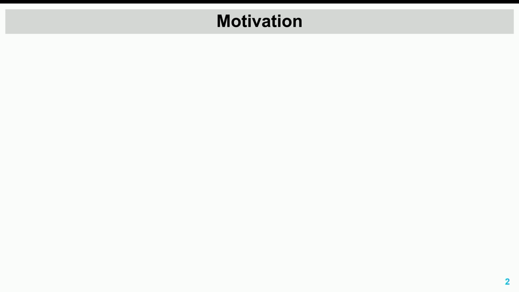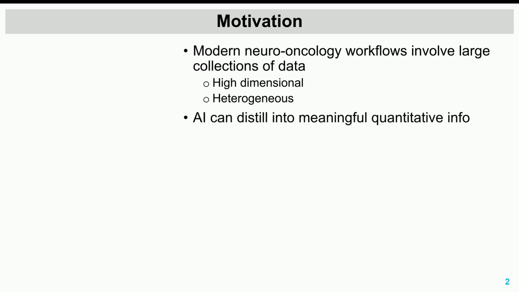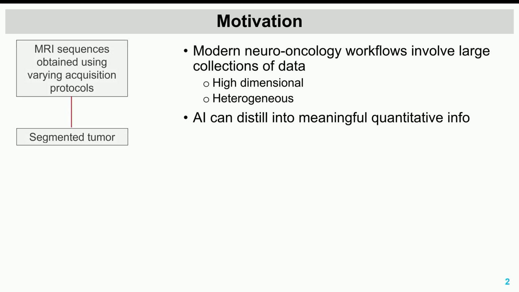So the motivation for this work was essentially the difficulties that researchers face when curating large-scale neuro-oncology data sets. These data sets are very high dimensional because they are all imaging data sets and they are of high volume. The data is also very heterogeneous because they are acquired using varying acquisition protocols. Luckily for us, AI can distill this data into meaningful quantitative information. For example, in neuro-oncology, we can go from MRI sequences, which are obtained using varying acquisition protocols, to a tumor segmentation mask, which can be used for treatment planning.